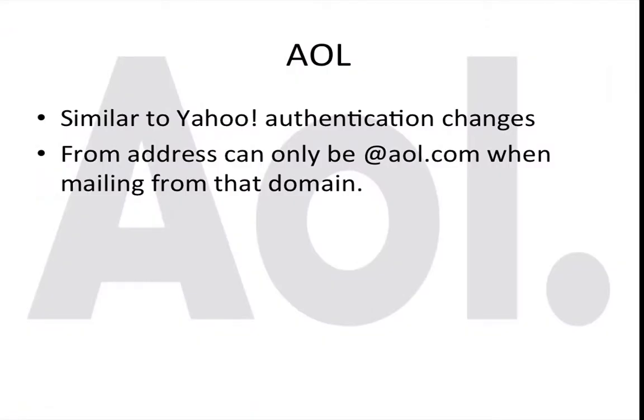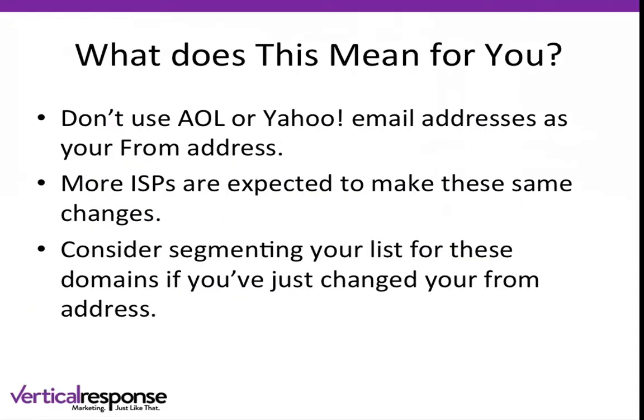And in addition to Yahoo, AOL made the same authentication changes. So if you're mailing to an AOL address, your from label can't be AOL.com if you are not sending it from AOL. So again, this is something that started changing last year. And this is something called DMARC, and we're going to talk about that in just a second. But if you're using AOL or Yahoo email addresses, you just can't use them in your from label unless you're mailing from that domain.